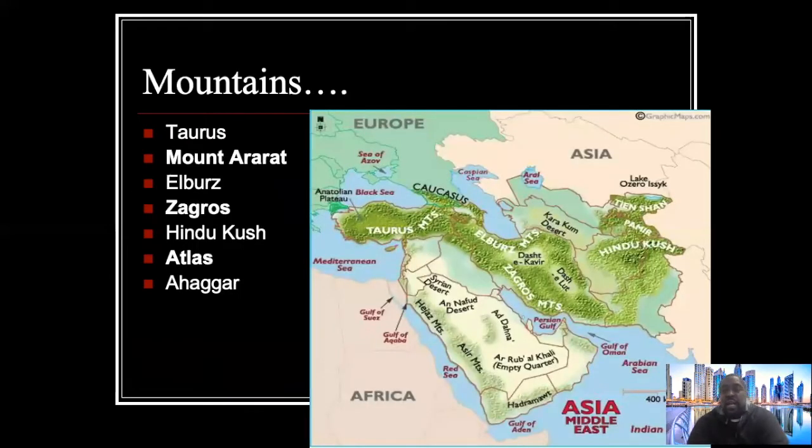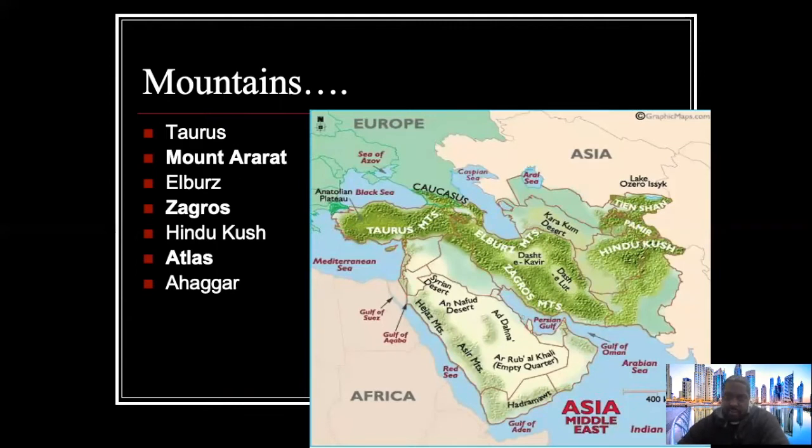All right, so on this slide, we will discuss some of the mountains that are in the Middle East. There's the Taurus, Mount Ararat, the Elburz, Zagros, Hindu Kush, Atlas, and Hoggar. We're only going to discuss Mount Ararat, Zagros, and the Atlas.